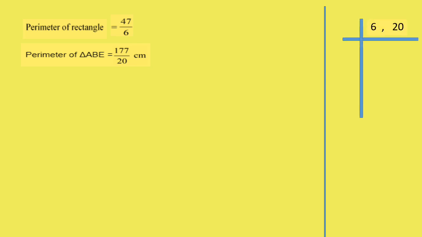So I take 6, 20. So 6 and 20 are in table 2. 2 3s are 6 and 2 10s are 20.